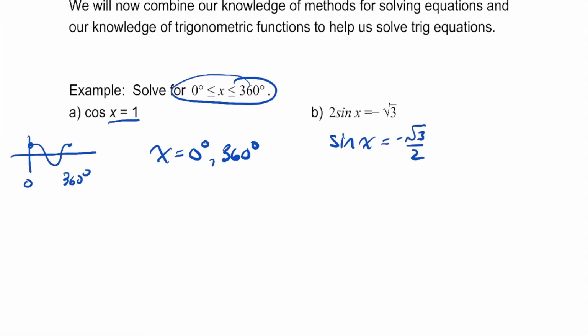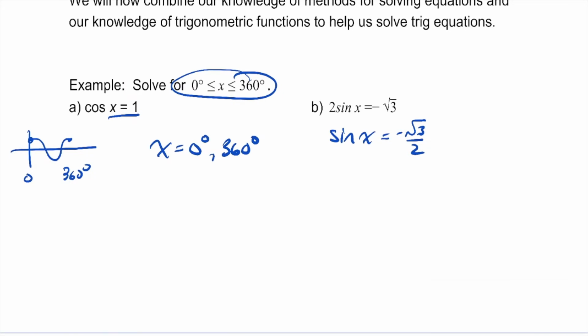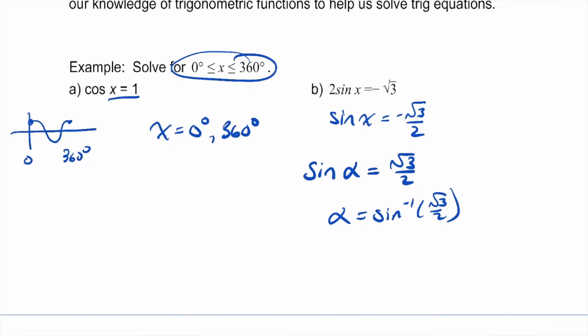This is very similar to the problem that we had in the warm-up, where we can't solve for x directly, but we can see what alpha is. So we need to determine what the reference angle is. That's going to be sine of alpha is root 3 over 2. So alpha is going to be the sine inverse of root 3 over 2. Hopefully we recognize that this is an exact ratio. So in this case, alpha is 60 degrees. I'm going to quickly draw my grid and look at my CAST.